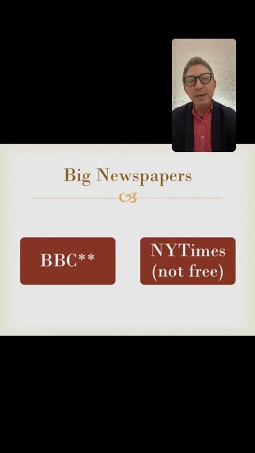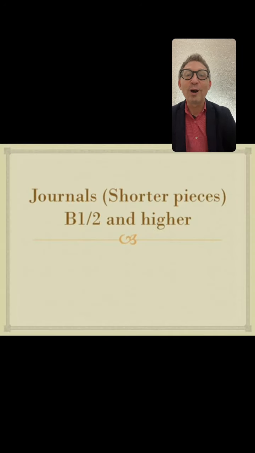The BBC is generally free. So these are great sources of reading interesting articles. And if you go on the BBC, you can read about the arts and humanities, travel, science, politics. They have everything. And their articles are not generally very long. So they're really good sources for good English reading. So, big newspapers. All right, now journals.